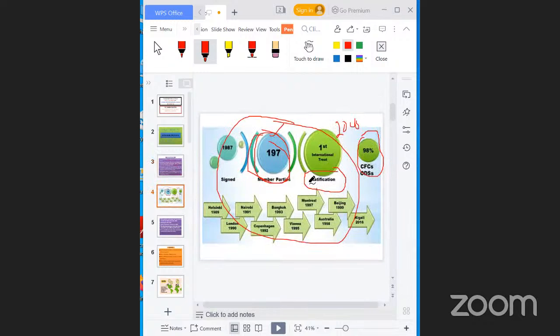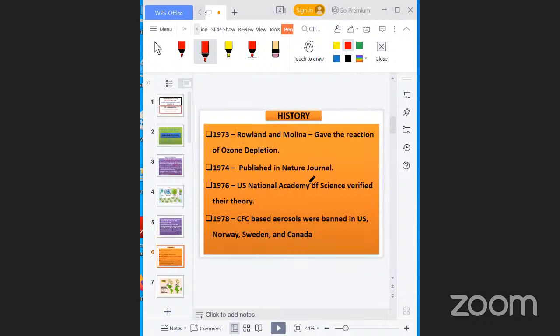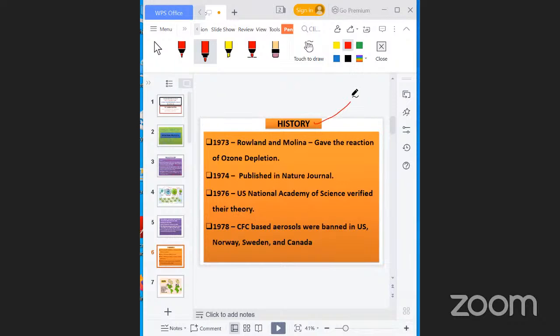Next we are going to look at the history of the Montreal Protocol. In the year 1973, early on. This is important, all of you listen carefully. In your examination, if they ask the question, write about the Montreal Protocol, whatever you know, you write that only. Don't get confused. So, the history of the Montreal Protocol.